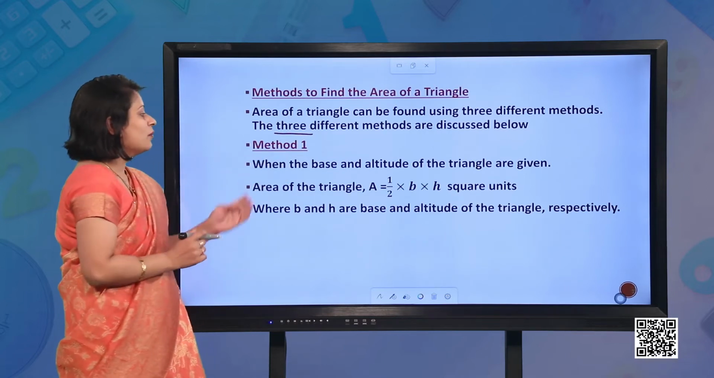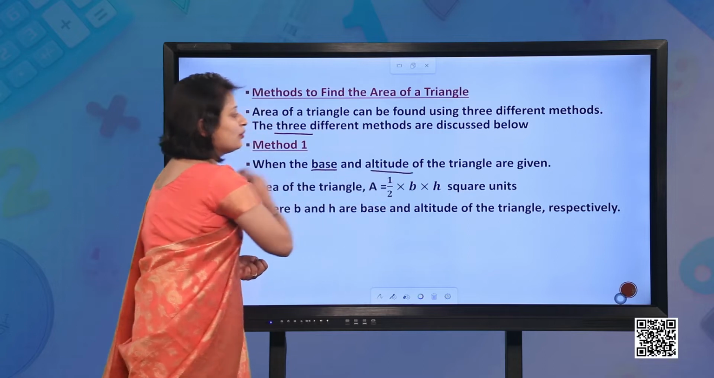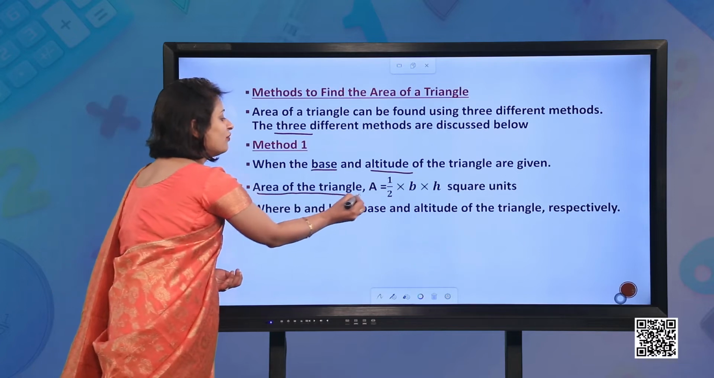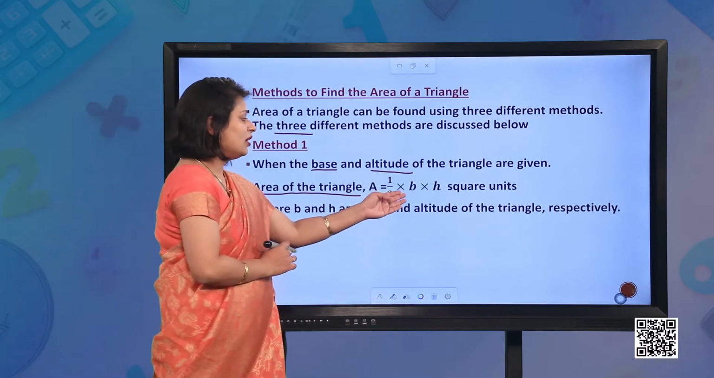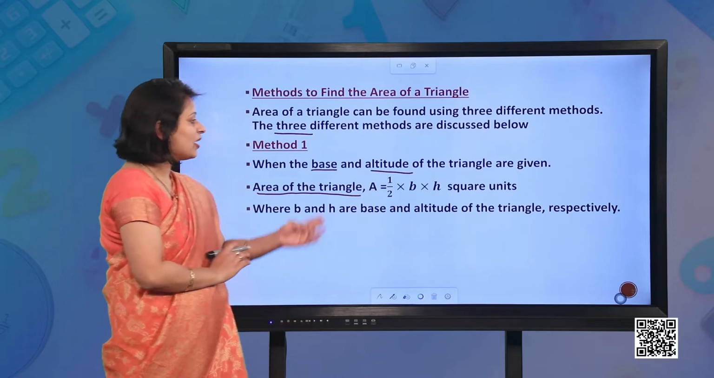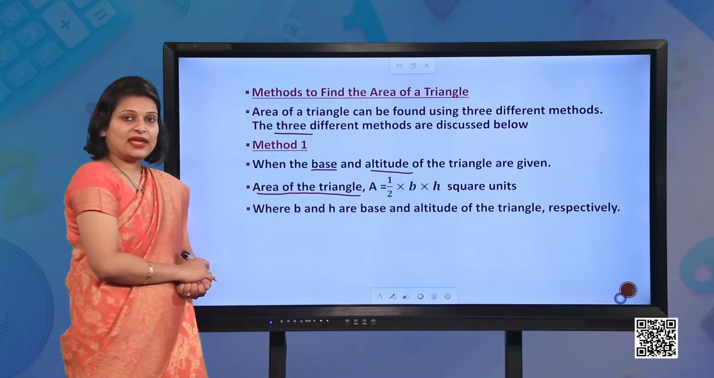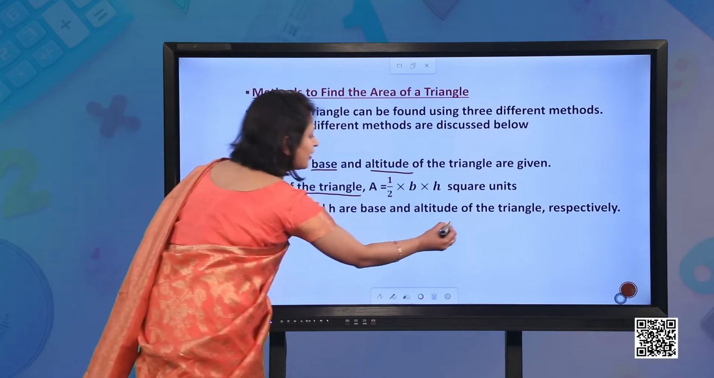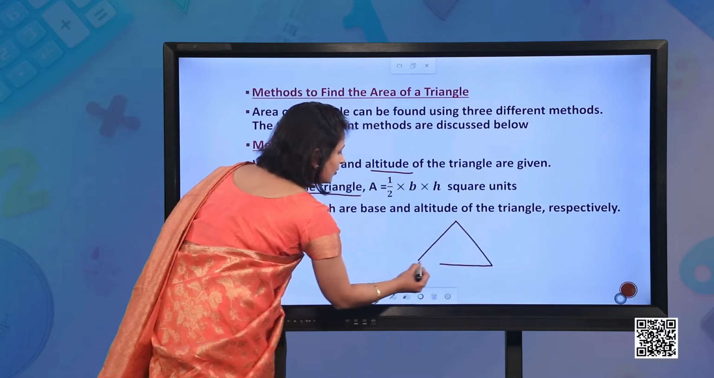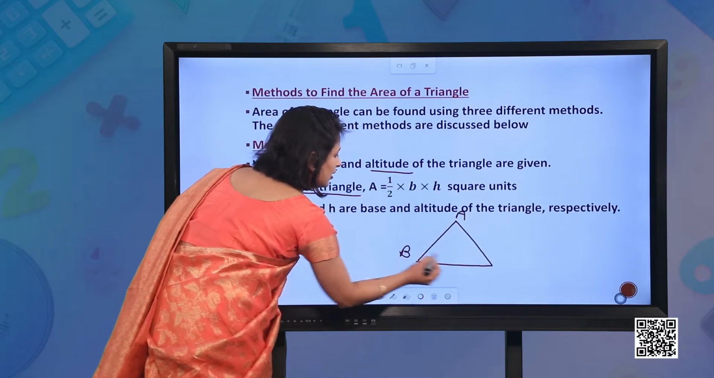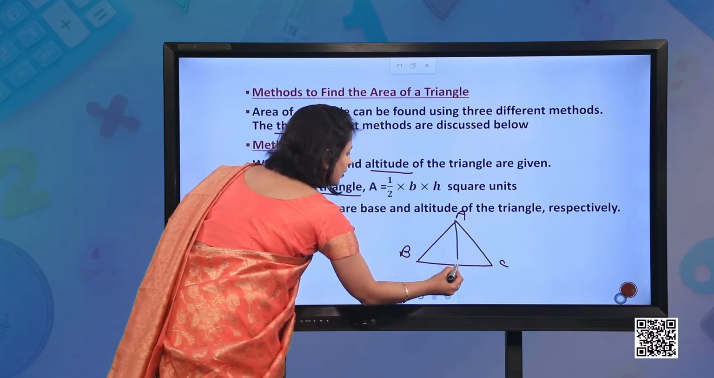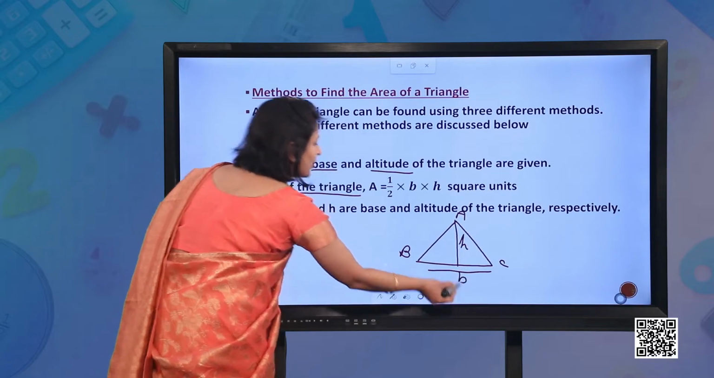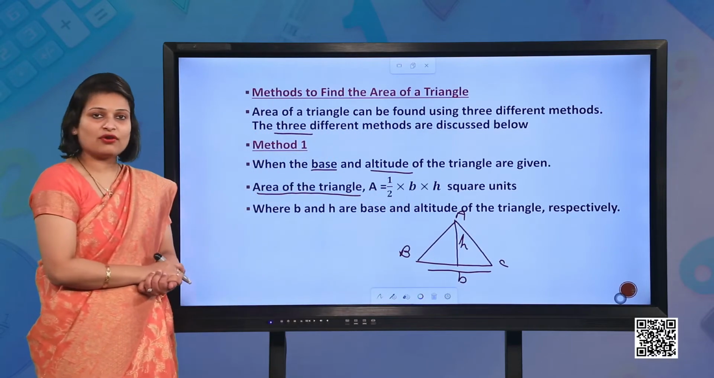Method 1. When the base and altitude of a triangle are given, we can calculate the area of the triangle as half into base into height, where B and H are the base and altitude of the triangle respectively. Suppose we have triangle ABC, and we know the height as H and the base as B. So you can simply apply this formula to calculate the area of the triangle.